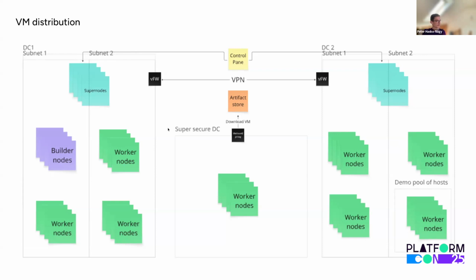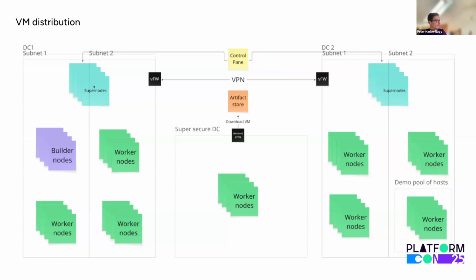And we have another concept here, which is a super secure DC or private environment, where we don't have supernodes, because this environment is network segmented, and it's not interconnected with any other data centers or any other customer or public workloads. It's a special case. I will talk about it a bit later. So let me tell you an example.